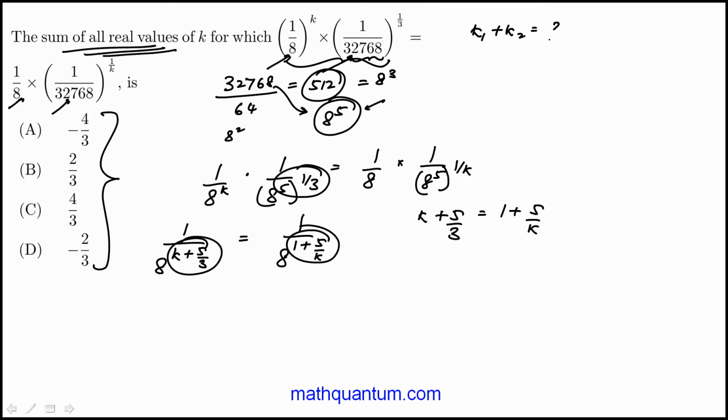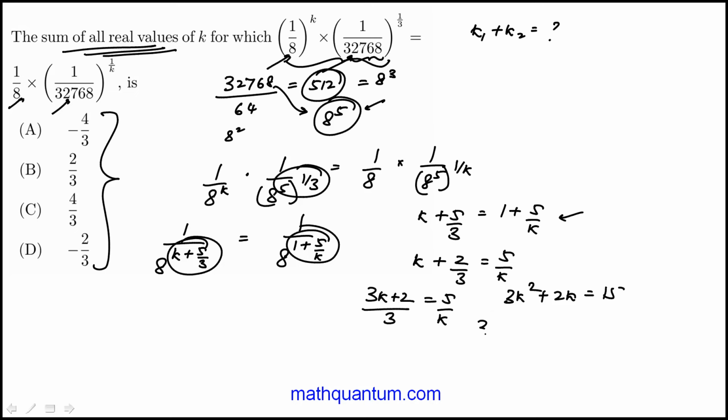Let's say these are the two values. This is what we're looking for. And you'll immediately notice this is going to lead to a quadratic equation. So I'm going to subtract 1 and then turn this into a quadratic. And then cross multiply: 3k squared plus 2k is equal to 15. So that's our quadratic.